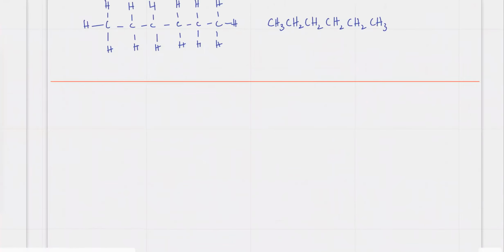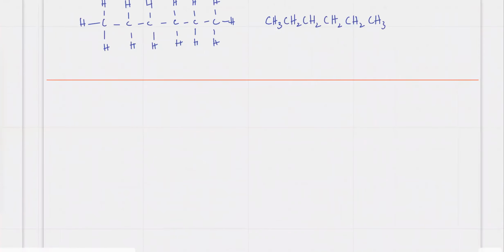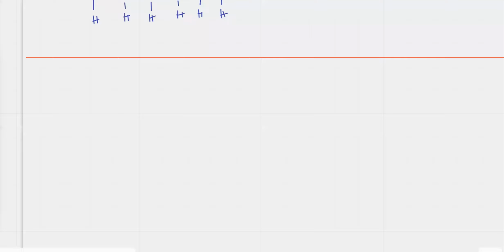So the next one is alkenes. And remember, we're going to focus on simple alkenes. So what are alkenes? They are known as unsaturated hydrocarbons.